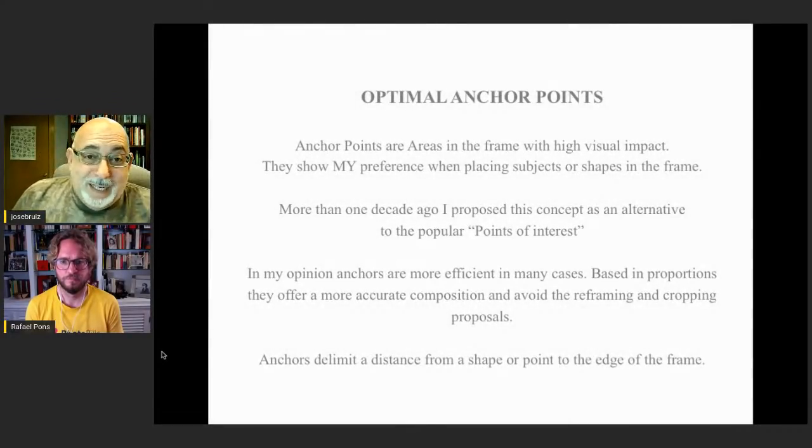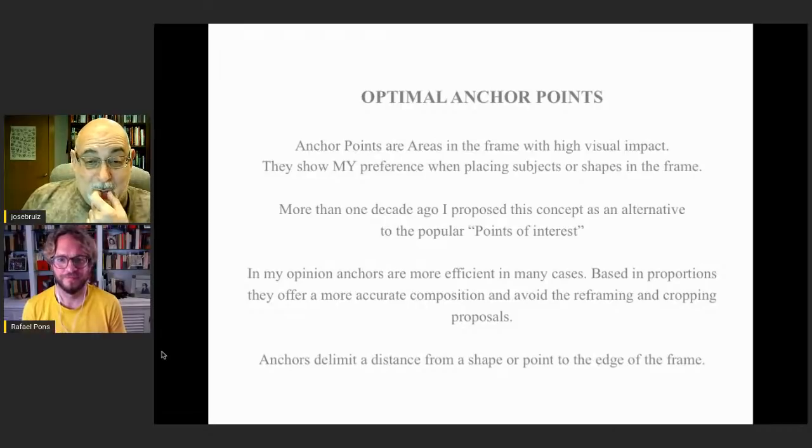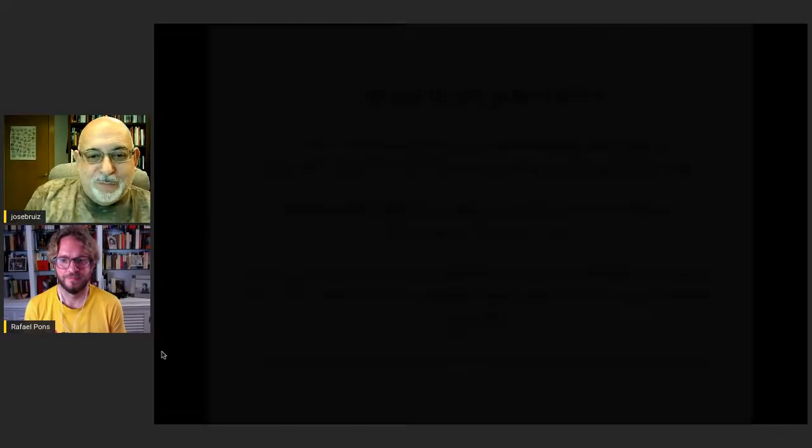Where do we place a point? There are different possibilities. Maybe you know the points of interest based on the thirds, on the proportion of thirds, but I did my preference, and I call them optimal anchor points. You have never heard about this before. It's the name I gave to this proposal. Let's take a look and see what you think about this.